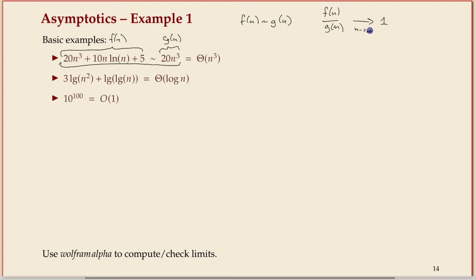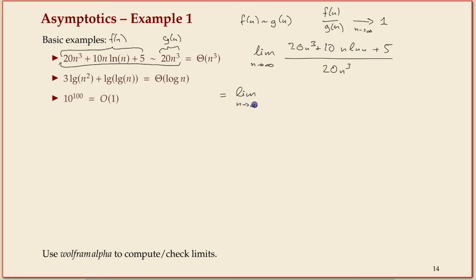So how can we check that? The long form of this would be that. Now I'll insert f and g again: 20n cubed, 10 n ln n plus 5. That's a fraction with the sum in the numerator, so we split it. We have 20n cubed over 20n cubed, that's otherwise known as 1. And then we have these other two: 10 n ln n over 20n cubed.